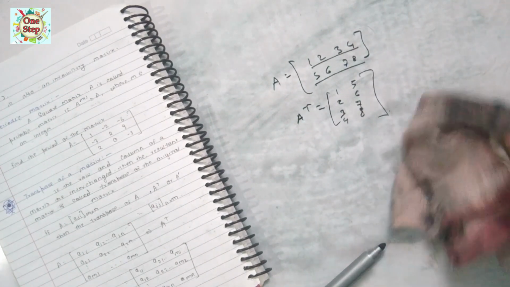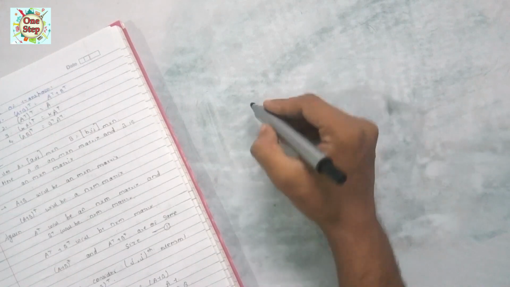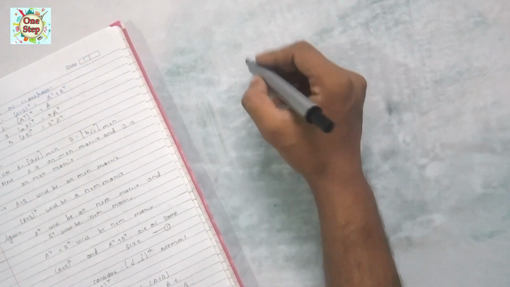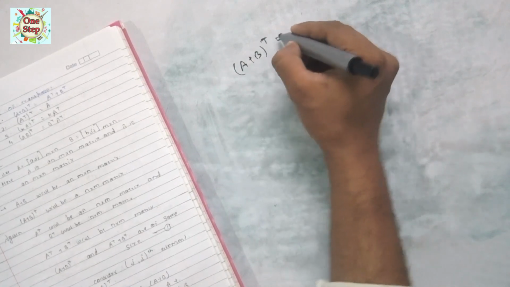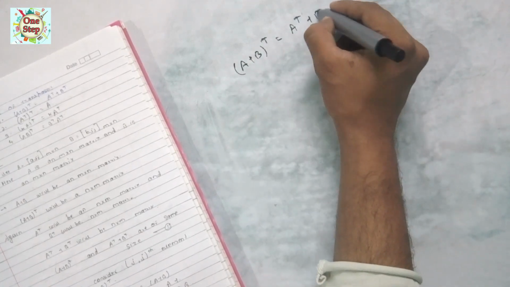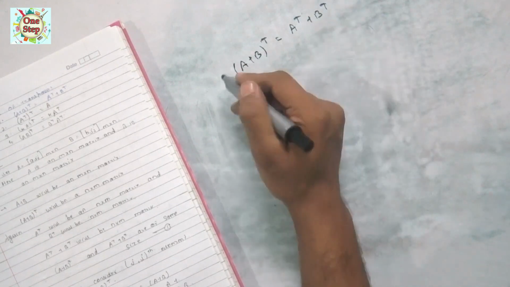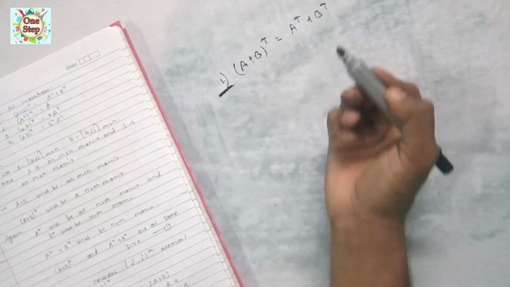Okay, now we had discussed and revised it. Now what are the various properties of transpose? So we have to think about it. Okay, so there are 4 properties. A plus B whole raised to the power transpose is equal to A raised to the power transpose plus B raised to the power transpose. It means that we can split them.